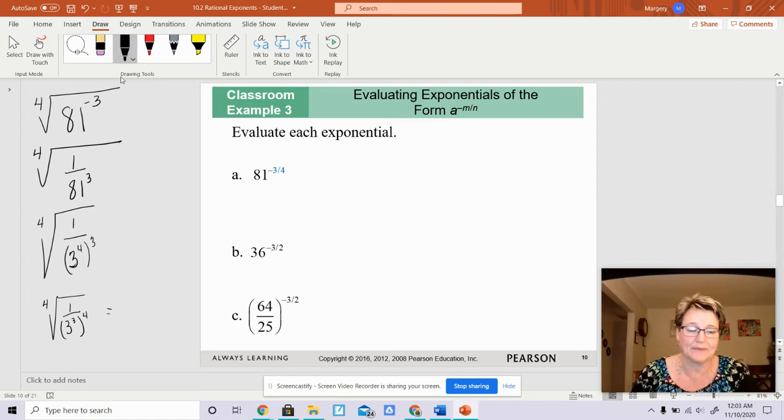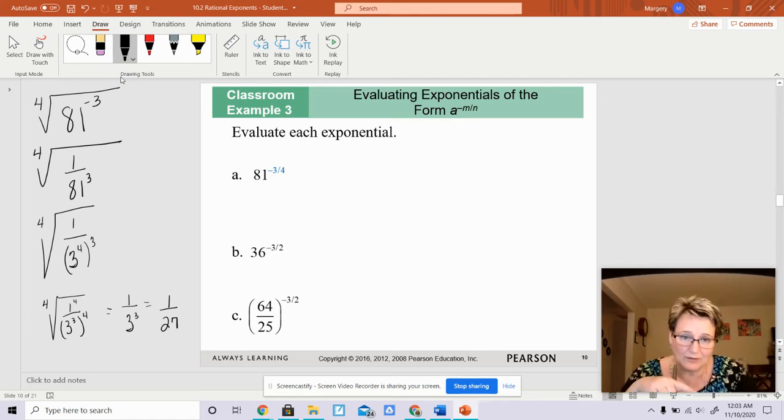The reason why I need them to be in the fourth power is because I'm taking the fourth root of them. Now, 1 to the fourth power is just 1, so I can actually put a 4 right there. It does not matter. So the fourth root of 1 to the fourth is just 1. The fourth root of 3 to the third raised to the fourth power is just 3 to the third, which gives me 1 over 27.